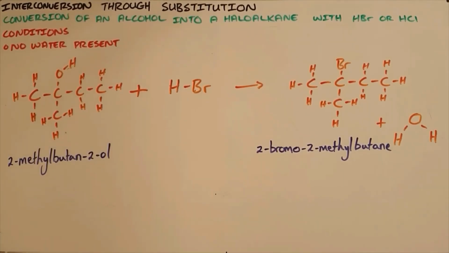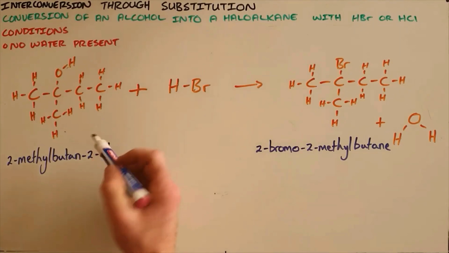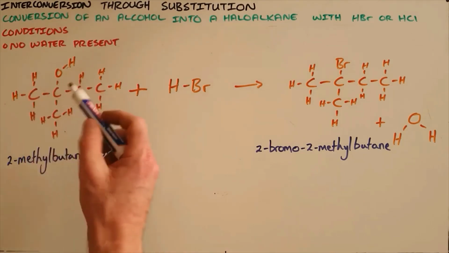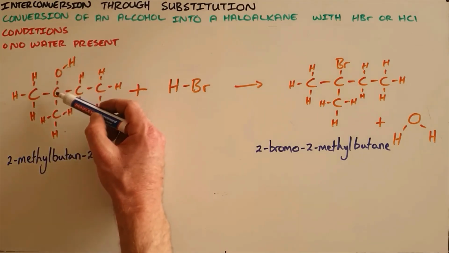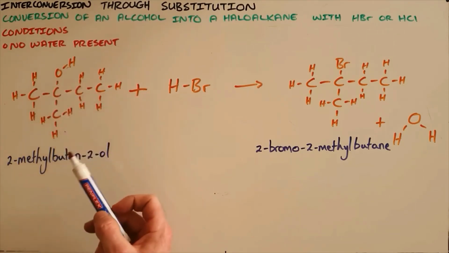Interconversion through substitution is the conversion of an alcohol into a haloalkane, most often using hydrogen bromide or hydrogen chloride, and this reaction can take place on condition that there is no water present. This reaction most commonly occurs with tertiary alcohols, that is an alcohol to which the hydroxyl group is attached to a carbon that is in turn attached to 3 other carbons.